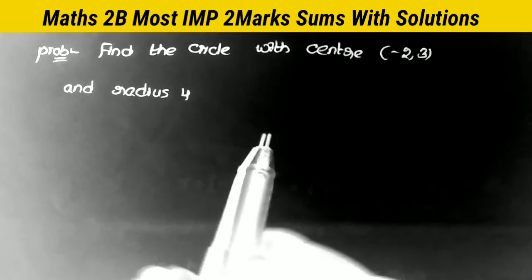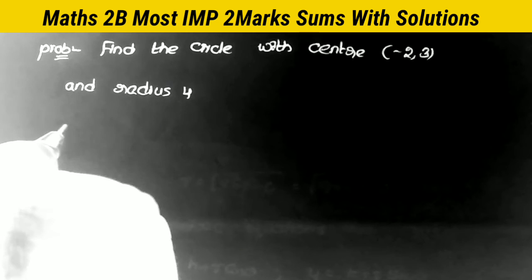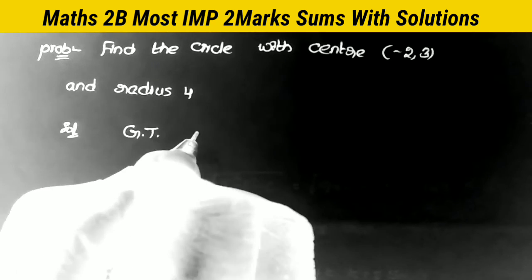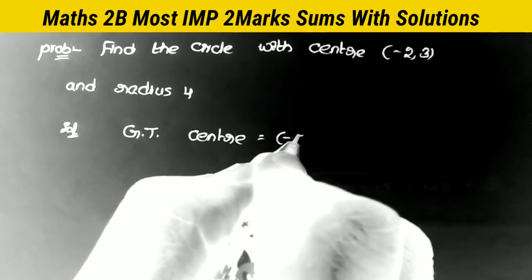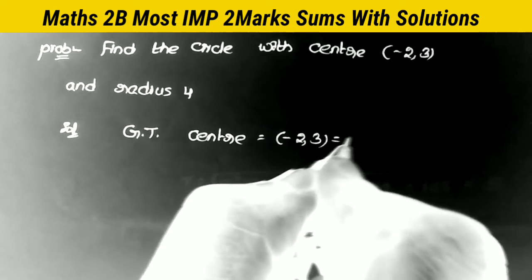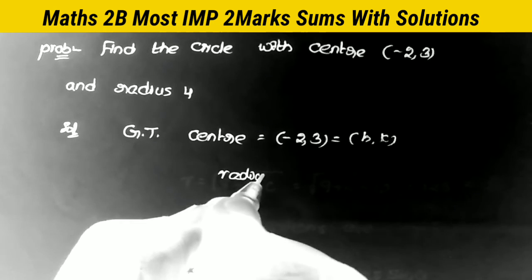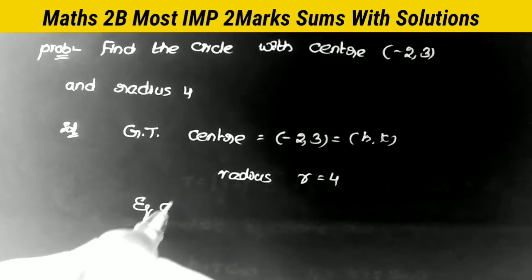And the last problem in this video, find the circle with center minus 2, 3 and radius 4. So here center and radius are given. We want the circle equation. So given that center is equal to minus 2, 3, that is, center is equal to minus 2, 3 means this is h comma k. And radius is equal to 4. Radius means r is equal to 4. Now we want the equation of the circle.